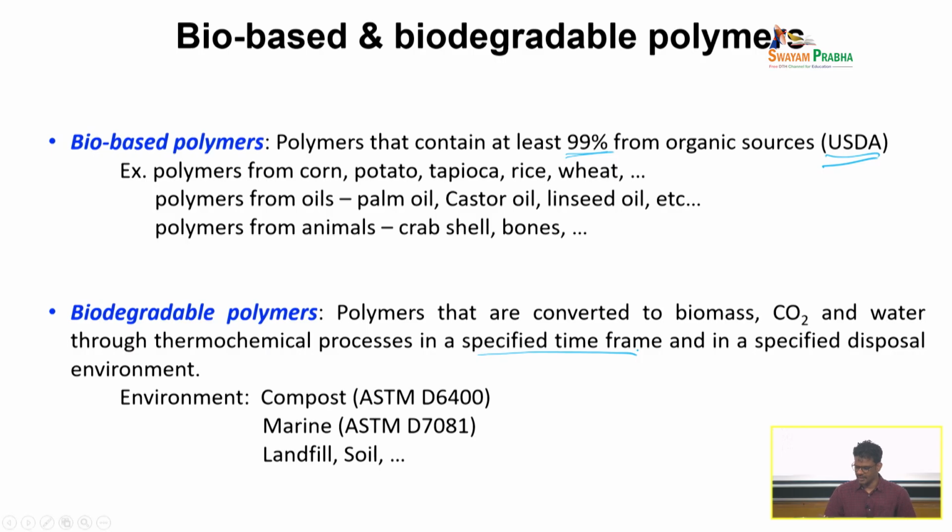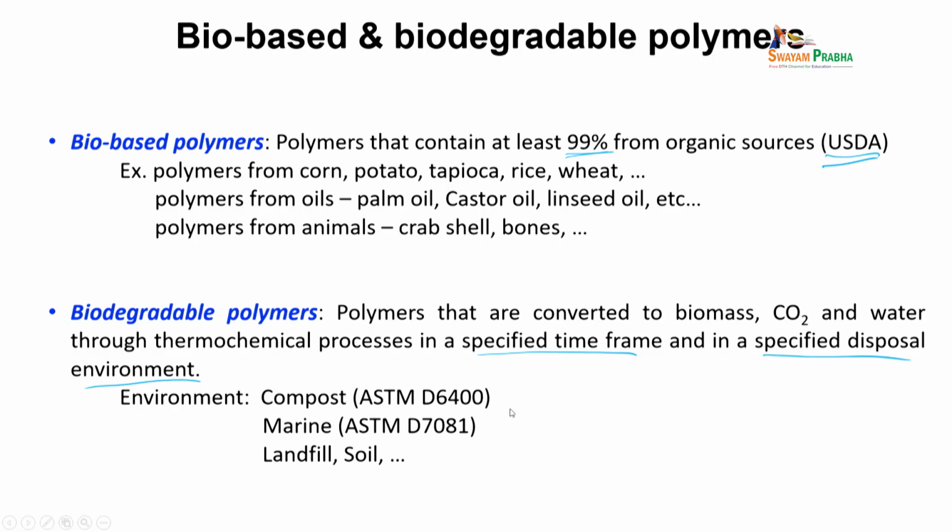Now there is another terminology: biodegradable polymers. Biodegradable polymers are polymers that are converted to biomass, CO2 and water through various thermochemical processes in a specified time frame, in a specified disposal environment. If I have a polymer, regardless of its source, that is able to convert into biomass, carbon dioxide and water in a certain time, under certain conditions, we call it a biodegradable polymer.